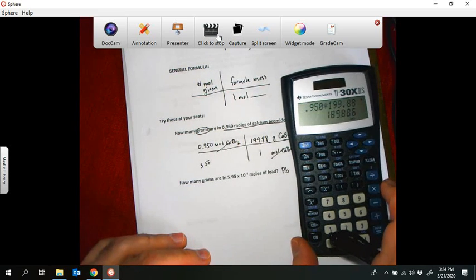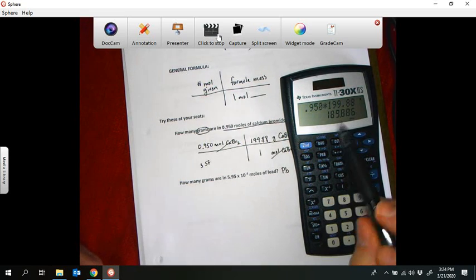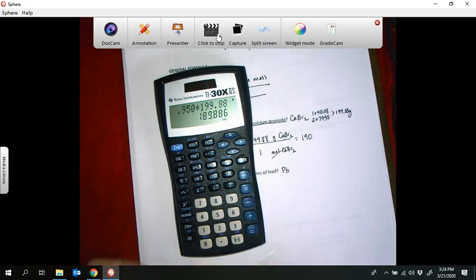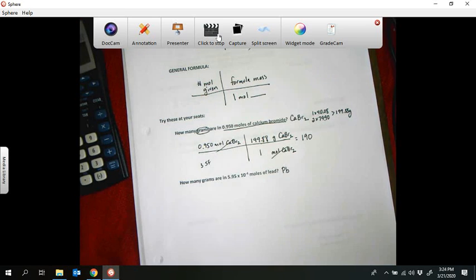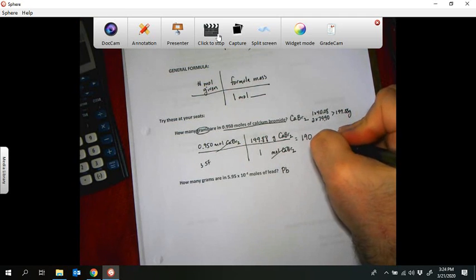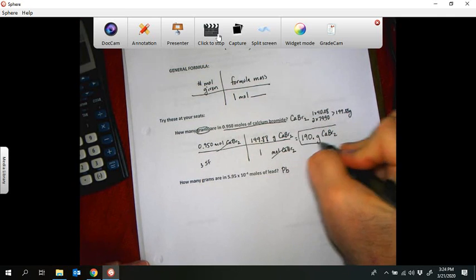189.886. Now, this one's a little bit more tricky to report the significant figures. 1, 8, and 9 are our 3. And if we look at the number past that, that 8 bumps that up to a 0, which bumps up the 8 to a 9. So 190 would be our number of significant figures. But that 0 is not significant as it's written. So we have to put a decimal point there, and then we can put what units are left over, which are grams of CaBr2. So there is our answer.